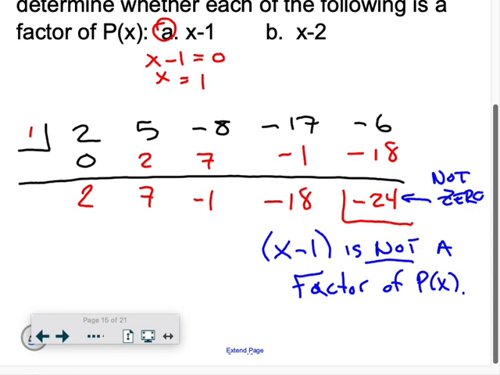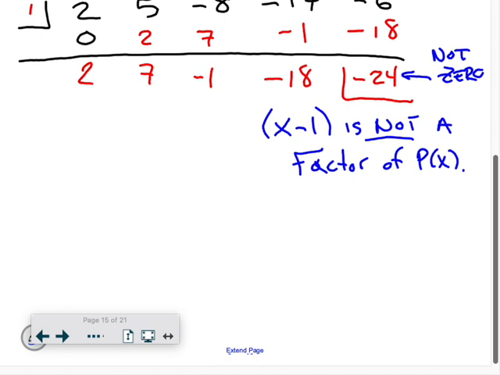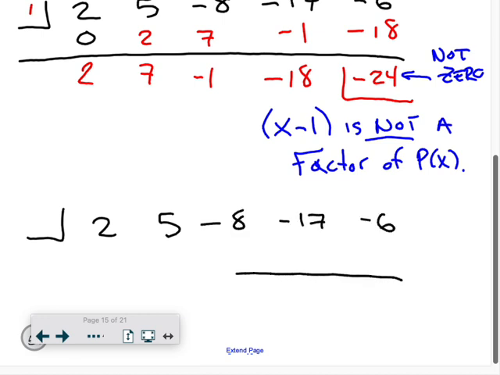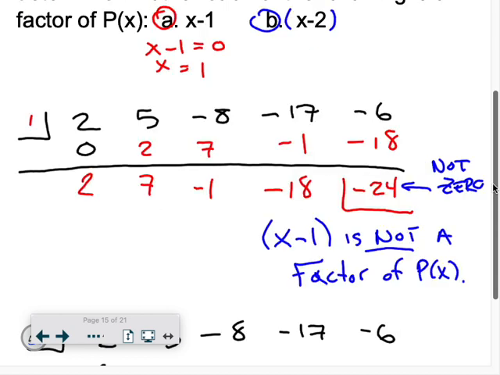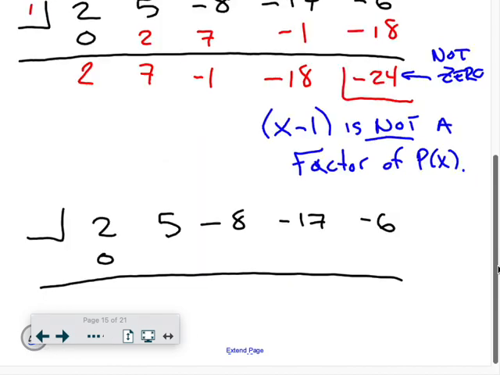And then we try it again for b, x minus 2, right? So we just repeat the process. Set up your synthetic division. Testing x minus 2, right? So x minus 2 equals 0. So we're going to check x equals 2 here. We're going to place a 2 in here and go through our process one more time, right?